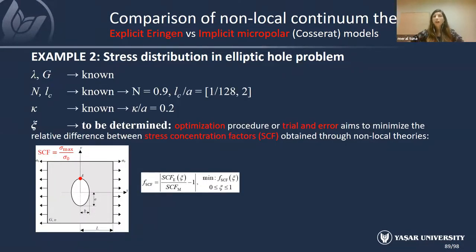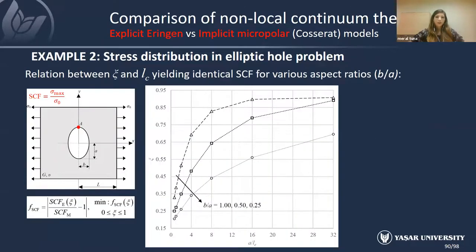For this problem, since our aim is to compare the stress fields, we assume that the standard material constants are known, and the micropolar material constants are known, in which the internal length parameter varies, as you can see here, because A is constant. And we assume that the non-local parameter is known. So again, here we try to find the fraction coefficient that minimizes the difference between stress concentration factors obtained for the micropolar and Eringen's model. Of course, we perform this for different aspect ratios and different internal length parameters.